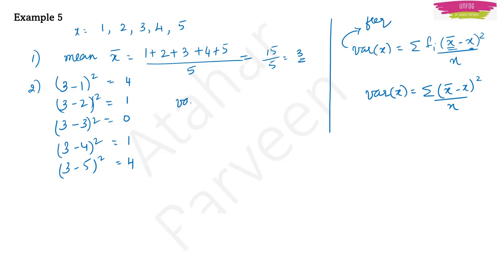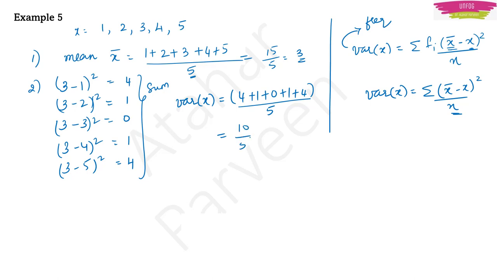Now I got the new data set, right? So I can find variance easily now. Variance of x is equal to, in the numerator I have summation. So summation means sum up. I will sum up all this. So it is 4 plus 1 plus 0 plus 1 plus 4. In the denominator I have n. N means the number of numbers. How many numbers are there? 5. So my variance will become 10 by 5. This will be my variance. Okay. This is how you have to find variance.